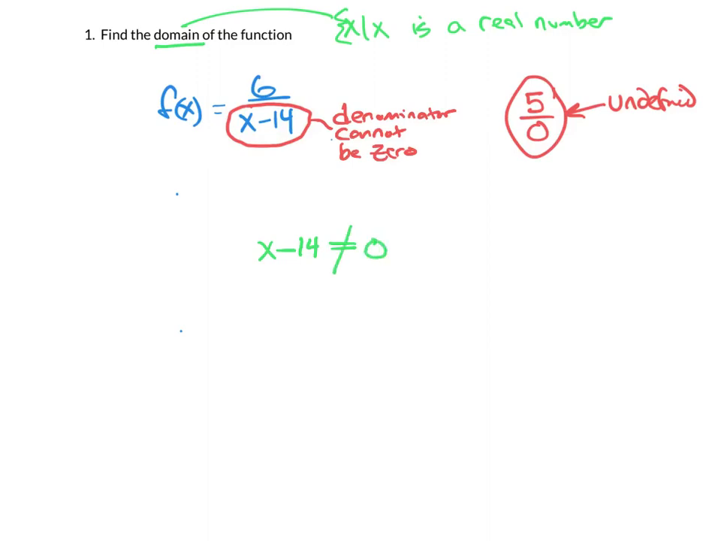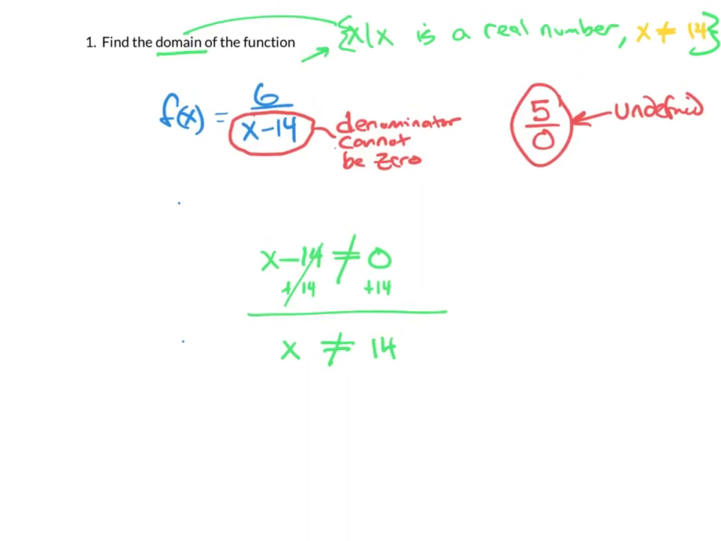And then you just solve it like you normally would in an algebra problem, trying to get x by itself. So add 14. That gets rid of the 14s there, and we're left with x on the left. Bring down the unequal sign, x not equal to 14. So now we know x is a real number, but x cannot be equal to 14. And this would actually be the solution that you'd click on as the answer.